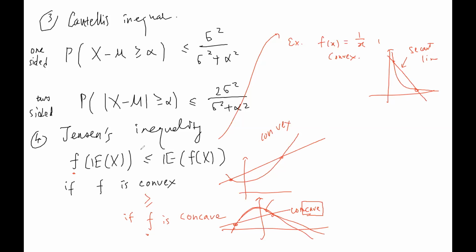And therefore, if you apply this inequality, immediately you will get 1 over expectation of x is bounded by expectation of 1 over x. So if you know the expectation of x, and you are interested in finding the expectation of 1 over x, you can use Jensen's inequality to at least get some idea about its bound. In this case, you get a lower bound for expectation of 1 over x. So it's very convenient. You can think of other functions like log. Log is common.